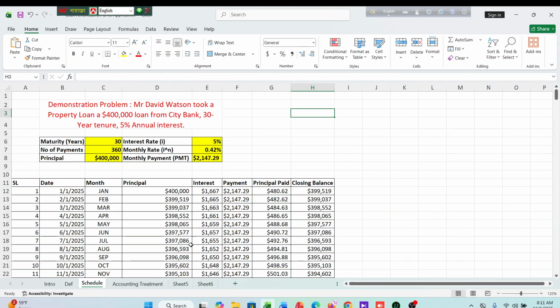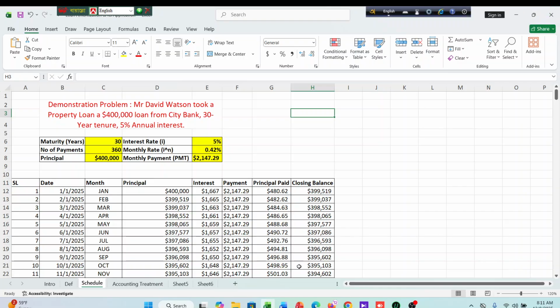Suppose Mr. David Watson is a person who wants to take a property loan of 4 lakh US dollar from Citibank. You have to pay the loan in 30 years because it's not a very small amount. The bank tells me I have to pay 5% annual interest. What happens? Mr. David Watson is a businessman. He wants to calculate what is happening with his loan. It is called loan amortization.